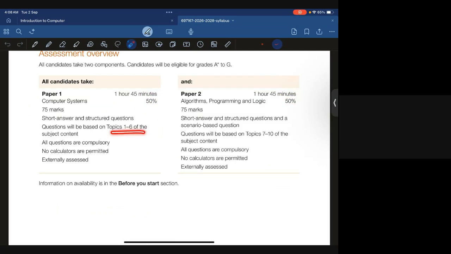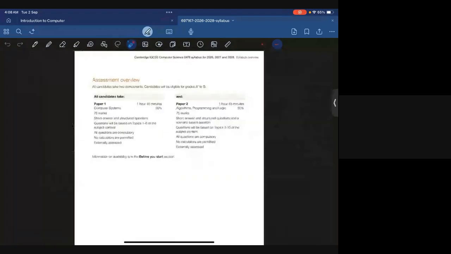Chapter 1 till chapter 6, as we pointed out, are part of paper 1. Chapter 7 till chapter 10 are part of paper 2. Now, paper 2, after the 2023 syllabus update, contains a question which is an SPQ. That basically is the 15-mark question at the end that you might have seen. We'll be talking about that later in a bit more detail.